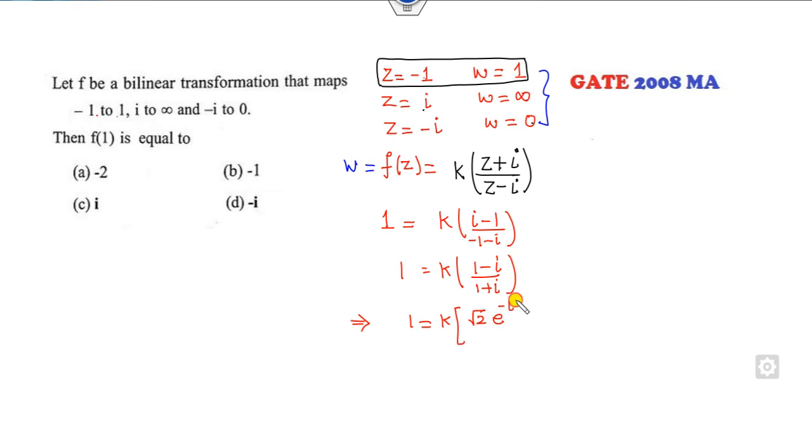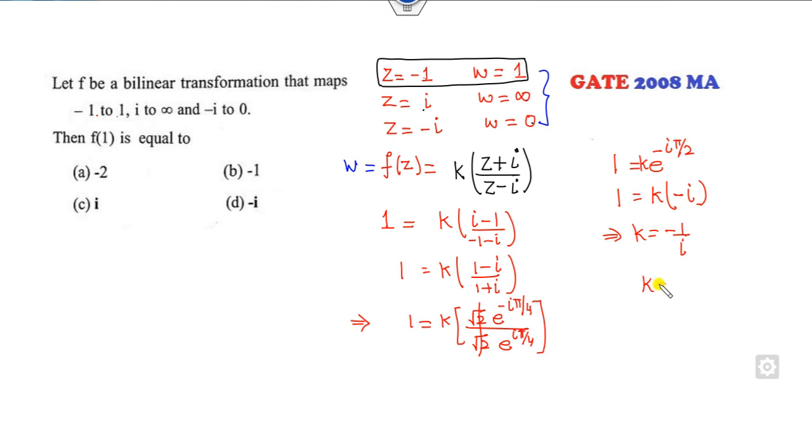This is e raised to power minus iota pi over 4, and this is root 2 e raised to power iota pi over 4. So this is cancelled. So it implies 1 is equal to e raised to minus iota pi over 2. So what is the e of minus iota pi over 2? It is minus iota. So what is that? k will be minus 1 over this. So k is my iota. Fine. So therefore my mapping will be iota times z plus iota over z minus iota.